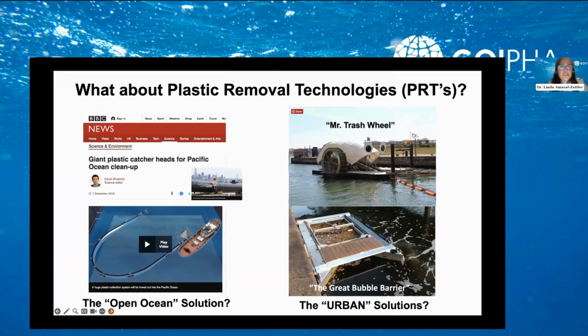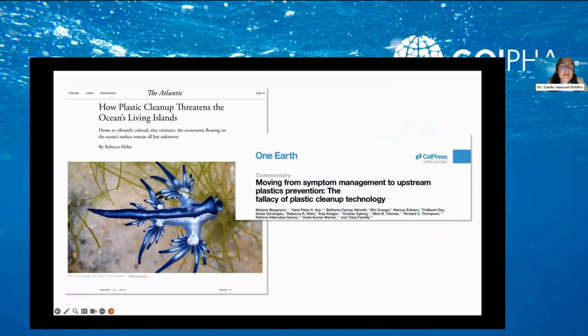Well, we have heard about open ocean solutions such as The Ocean Cleanup, using materials to collect plastic material in the Great Garbage Patches of the world, and coastal solutions that involve cleaning up rivers like Mr. Trash Wheel, and even in Amsterdam here in the Netherlands, the Great Bubble Barriers as urban solutions. And while these efforts have some effect, particularly in coastal areas and riverine systems, we have to think about their impacts on the life that gets collected at the same time. There are some commentaries on this recently in The Atlantic, and also a recent commentary in One Earth by colleagues really thinking about, okay, is this where we need to be expending our efforts in cleaning up the ocean?